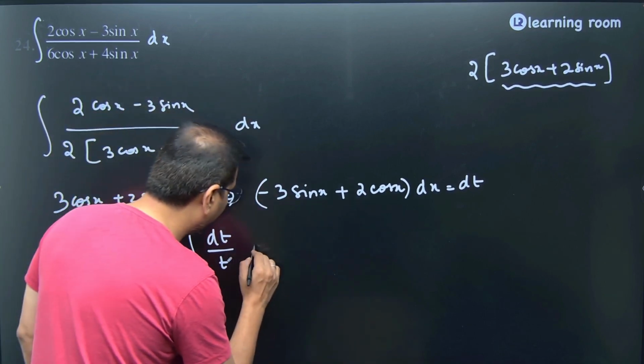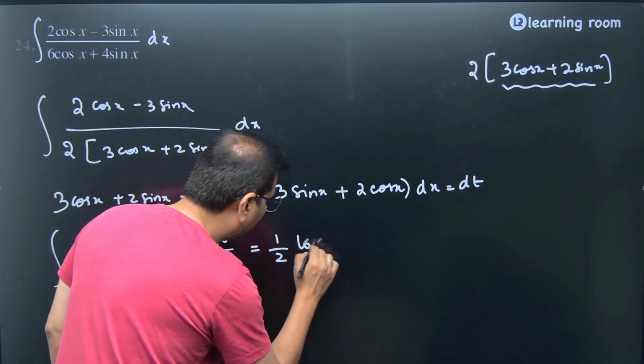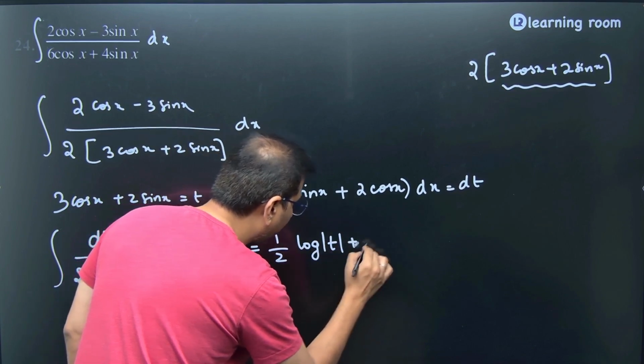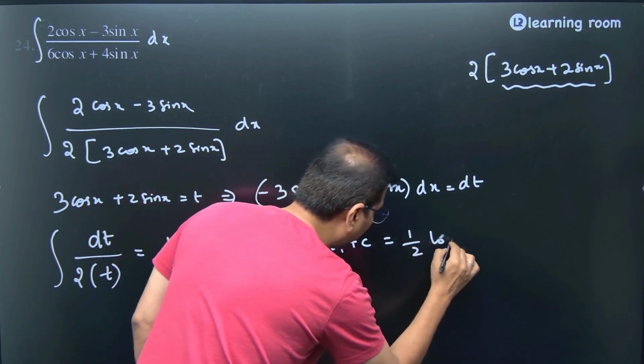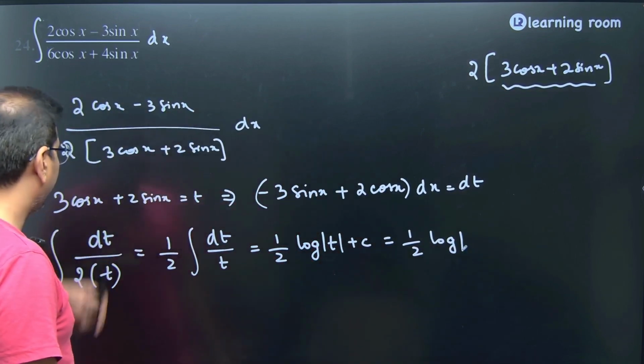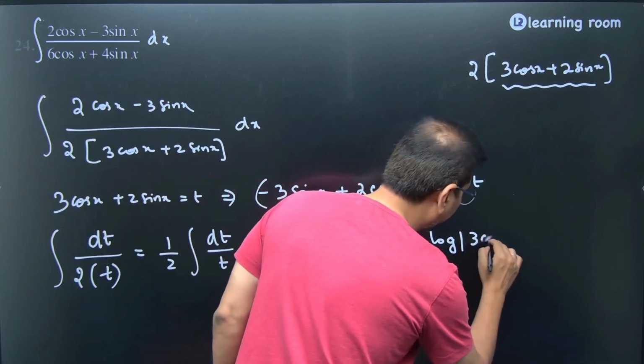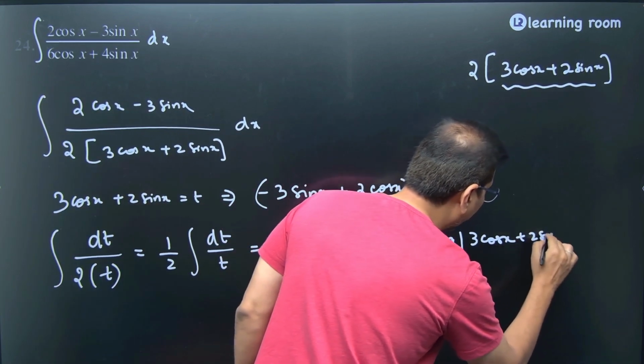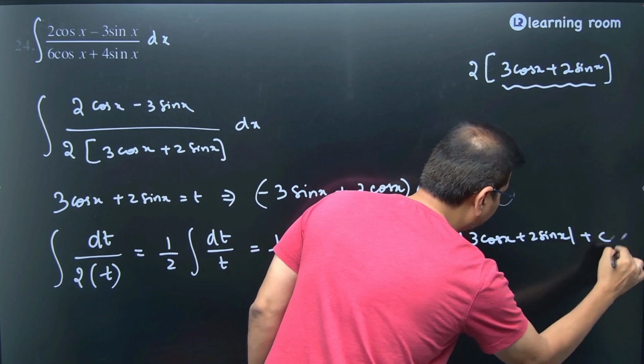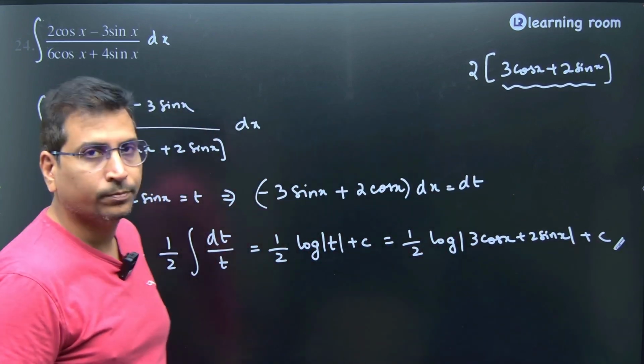So the final answer would be half of log of mod t plus c, or half of log of mod (3 cos x plus 2 sin x) plus c. So this would be the final answer. Clear?